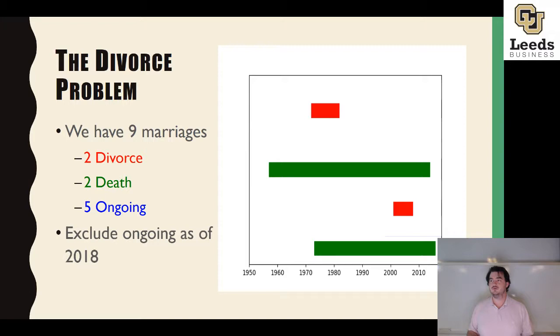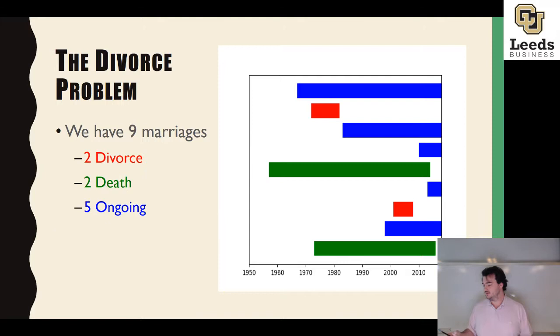So, we have a 50-50 here. Instead of trying to say it's 7 and 2, or 2 and 7, we're saying it's 2 and 2, and then just saying we have 5 we don't know on. Now, this does come with its own set of problems. Most notably, we've thrown out most of our data.